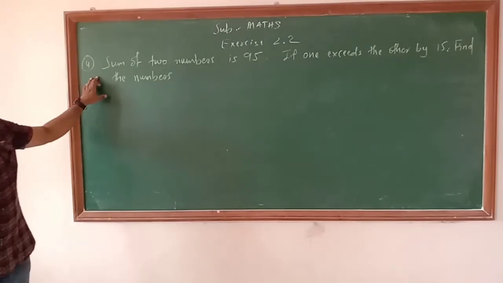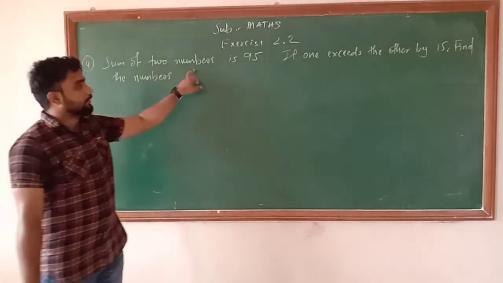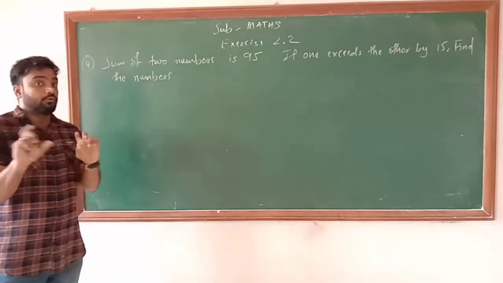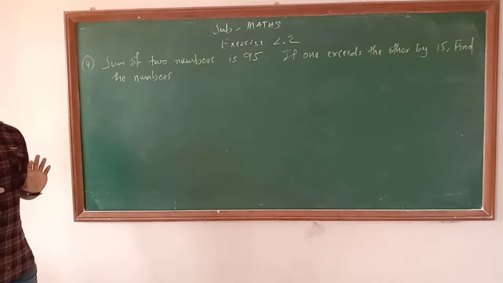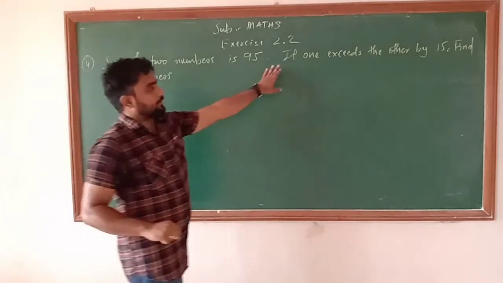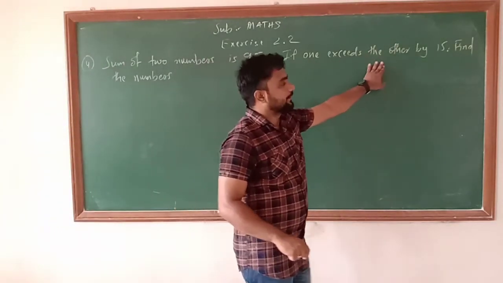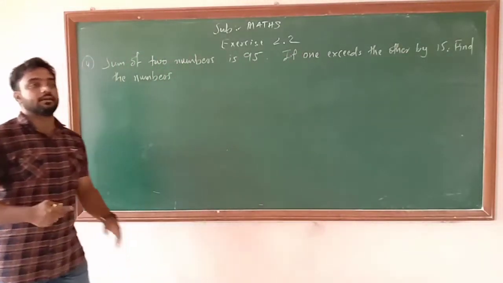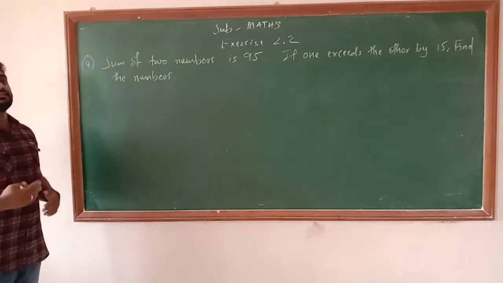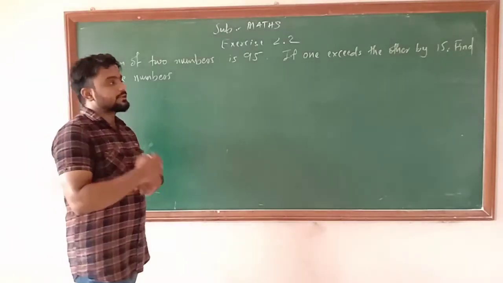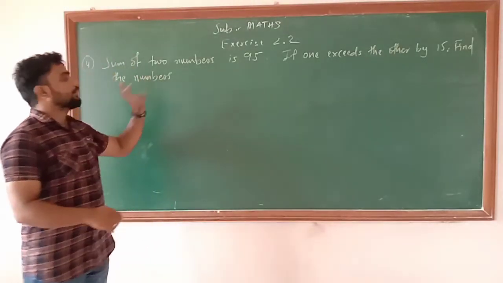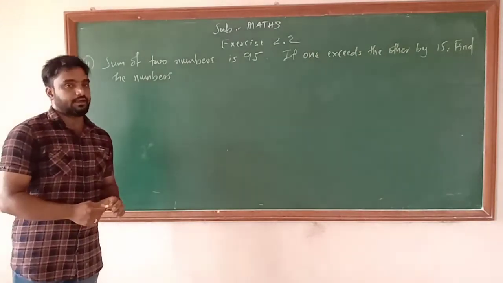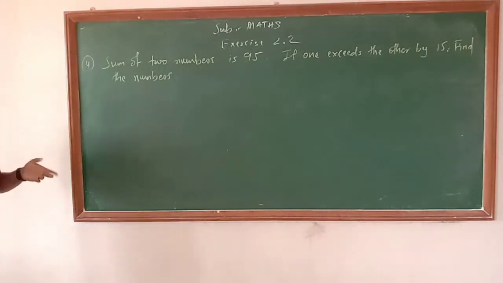One question: sum of two numbers is 95. We don't know both of the numbers. Okay. So if one exceeds the other by 15, one number is 15 more than the other number, its value is plus 15. So find the numbers. What will be the values of both numbers? We have to find it. Okay. So we don't know both of the numbers.